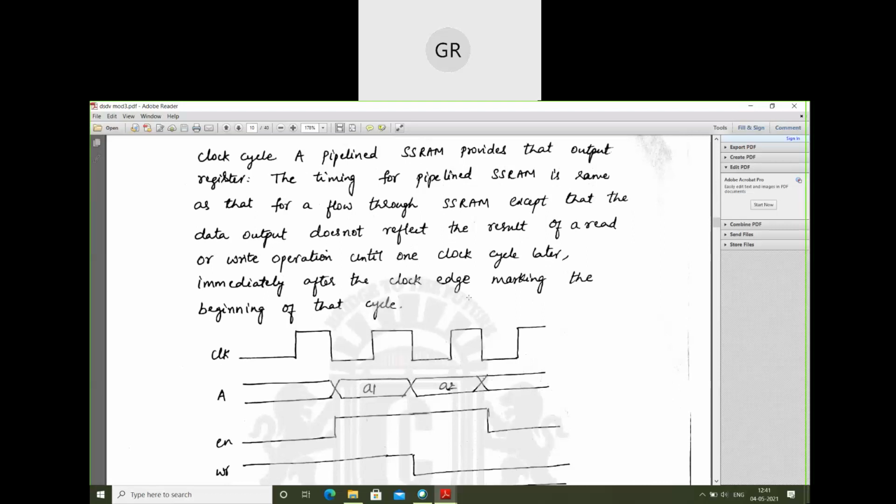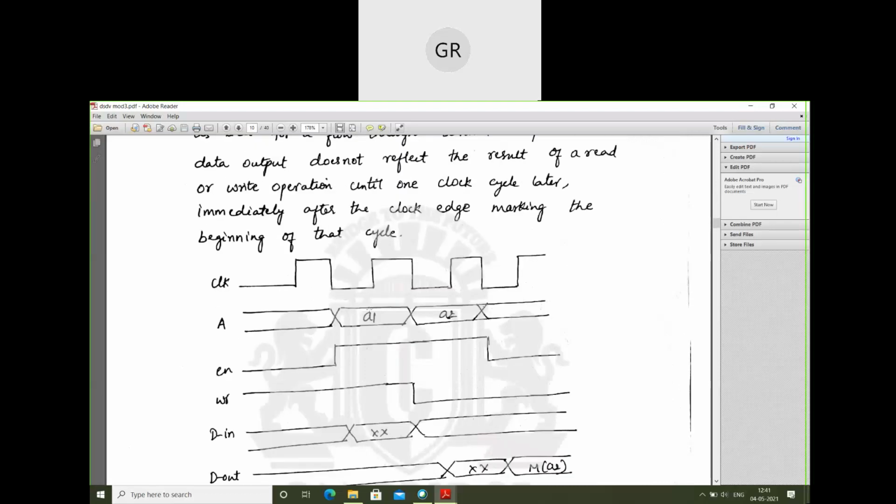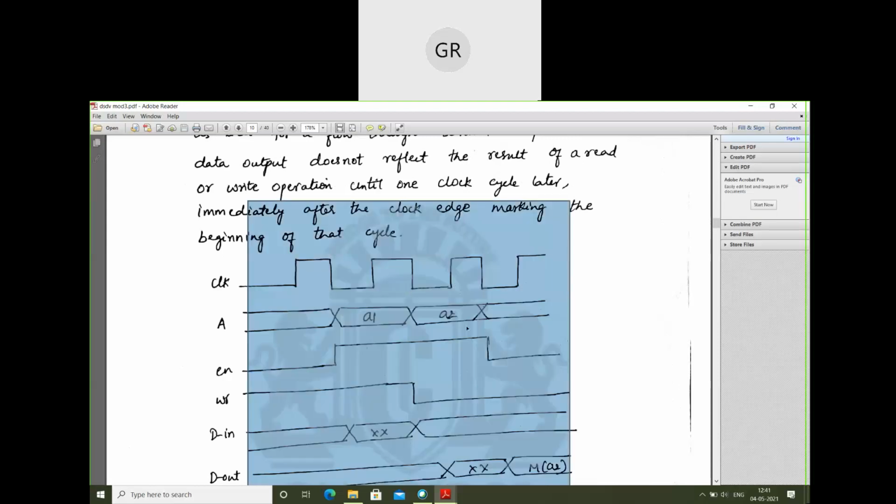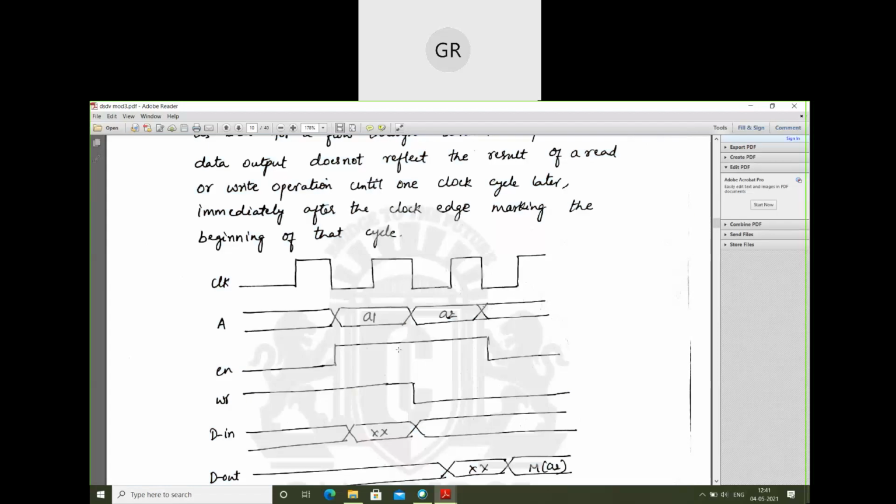For one clock cycle, there is one operation, either read or write. Check it here. See here, and here, and here. One clock cycle, and another one. This is one clock cycle. A1 address, A2 address. Here this is enable. At A1 it performs the write operation, at A2 it performs the read operation.